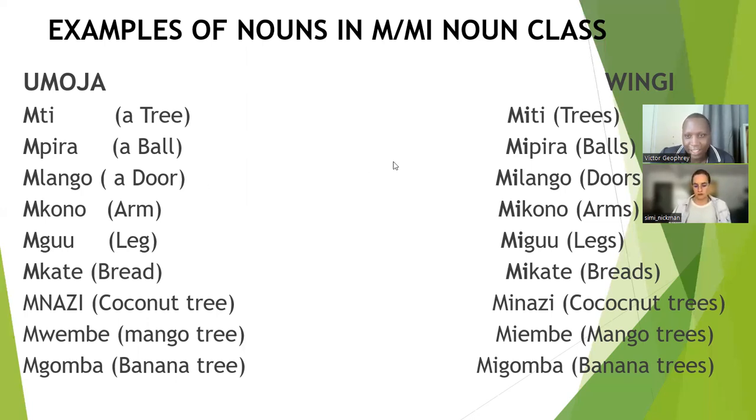Mpira, mipira. Mlango, milango. Mkono, mikono. Mguu, miguu. Mkate, mikate. Mnazi, minazi. Mwembe, miembe. Mgomba, migomba. Any other word you know that starts with m and then the plural starts with mi?